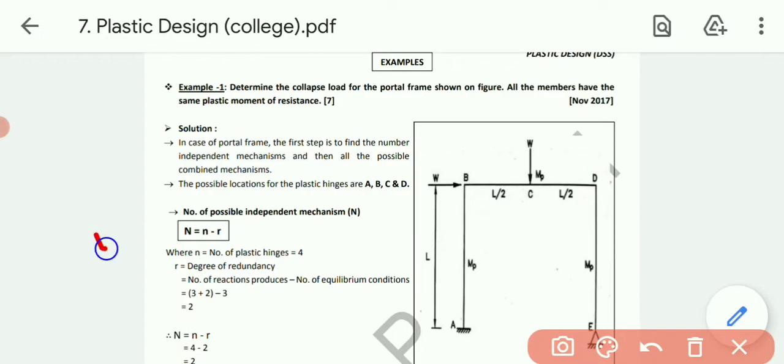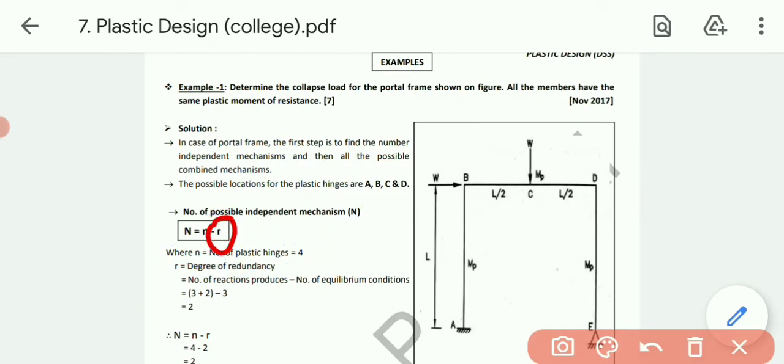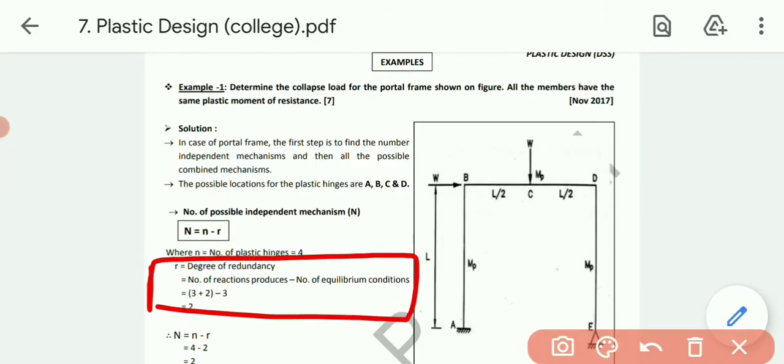Now the number of possible independent mechanisms. The formula is capital N equals small n minus r, where small n is the number of plastic hinges, that is 4. Now we need to calculate this r. r stands for the degree of redundancy, in simple words that is SI: the number of reactions produced minus the number of equilibrium conditions.